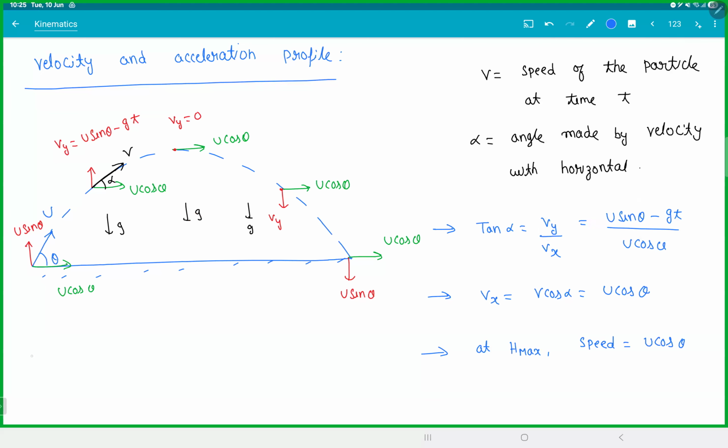And what about the velocity? So velocity at any time, v bar, will be the horizontal component Vx i cap plus Vy j cap. That is u cos theta i cap plus u sin theta minus gt j cap. There, these are all the points there, and acceleration is always constant.